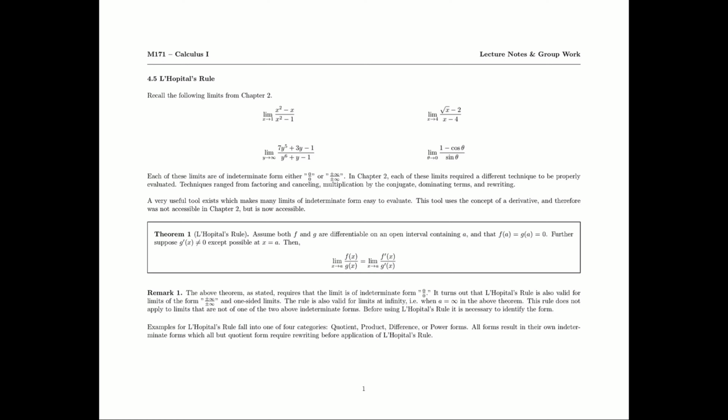All right, the next section that we have is 4.5, L'Hopital's rule. So L'Hopital's rule, I know some of you know this already because it oftentimes gets used in the beginning of a calculus class by people who have seen a little bit of calculus before, but it's not always used correctly.